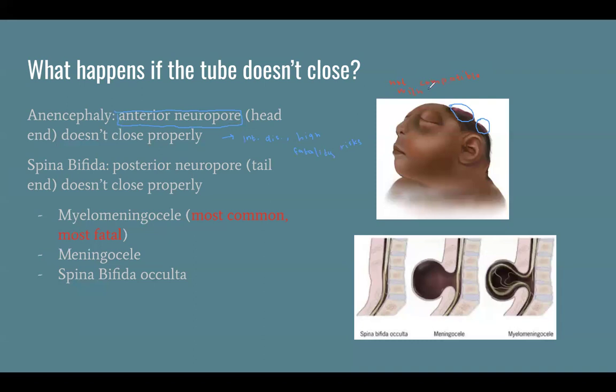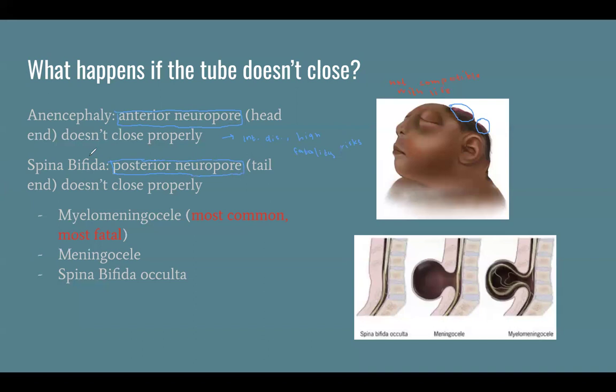with life, right? And now let's go over spina bifida. This is what happens when your tail end, or your posterior neuropore, doesn't close properly, right? And the reason this is so important is because spina bifida is actually a little bit more forgiving than anencephaly, right? Because anencephaly is the brain.